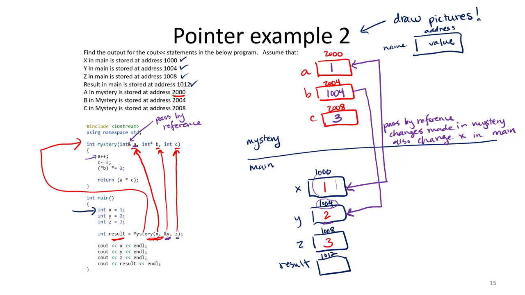First, we have a++. Well, that's going to take my value a. That's the same as writing a equals a plus 1. So this is going to become 2. And since we're passed by reference, x back in main also becomes 2.